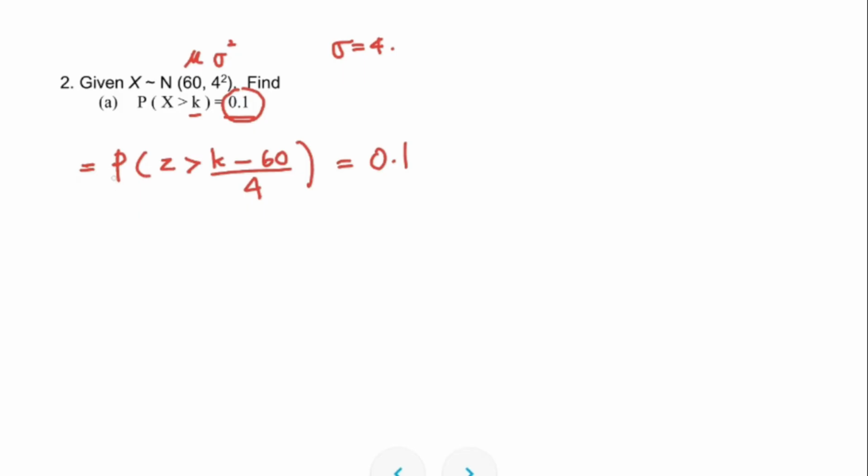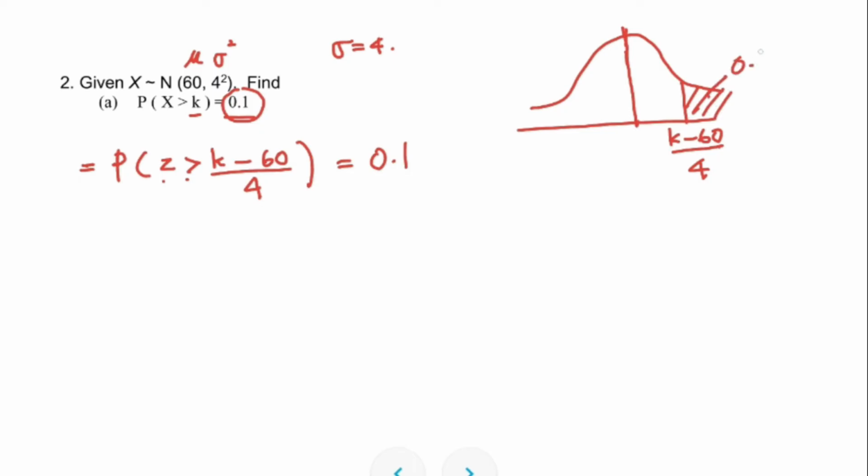So P(Z greater than (k minus 60) over 4) equals 0.1. We need to estimate where (k minus 60) over 4 is lying. Because this is Z greater than, the area is on your right hand side, and the probability is 0.1, so (k minus 60) over 4 is around here, and the area is 0.1, on your right hand side.